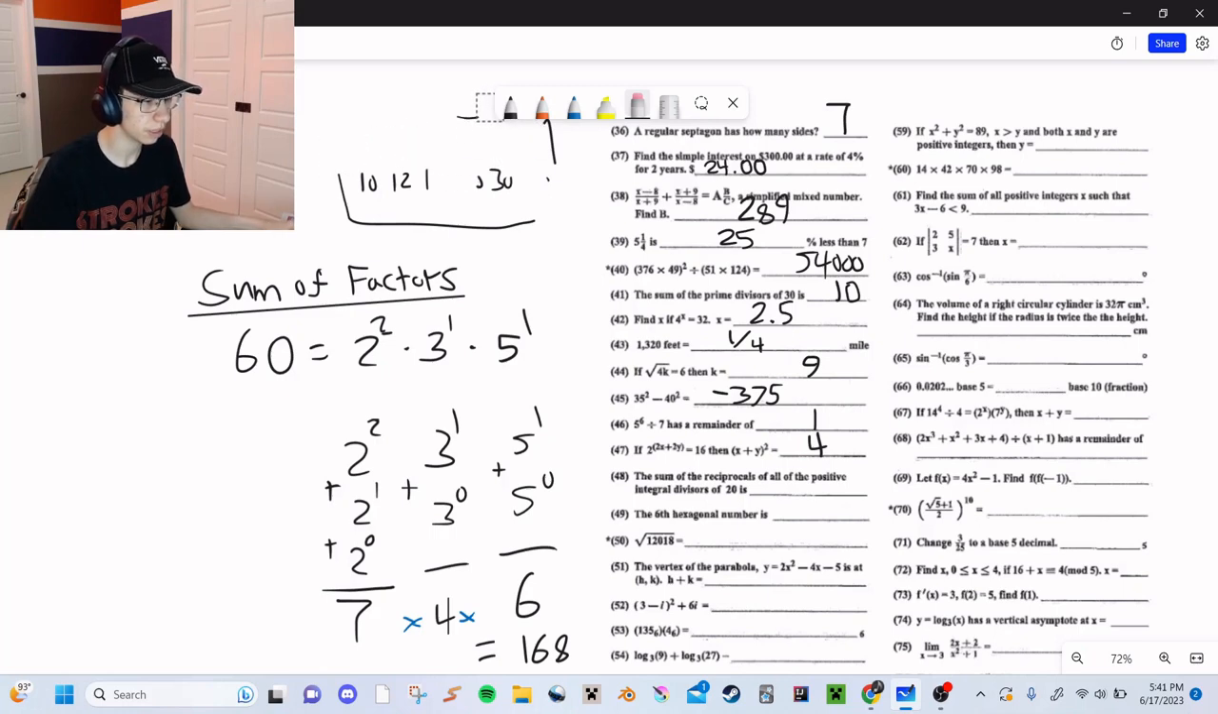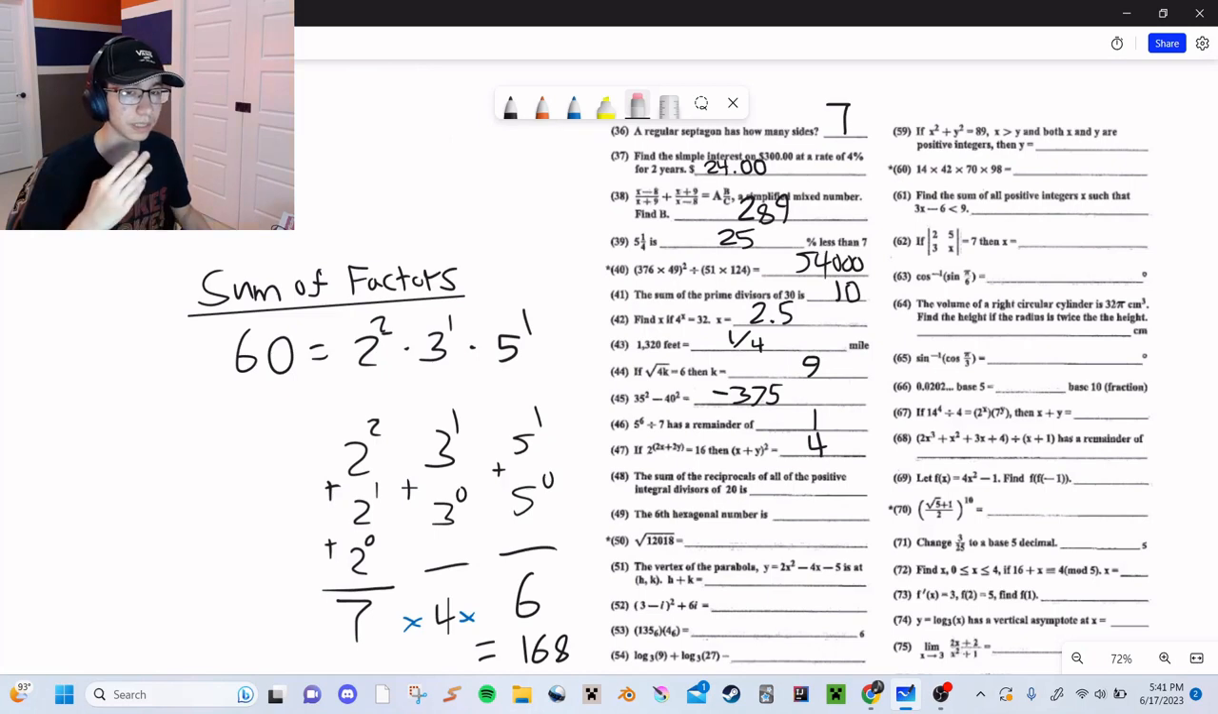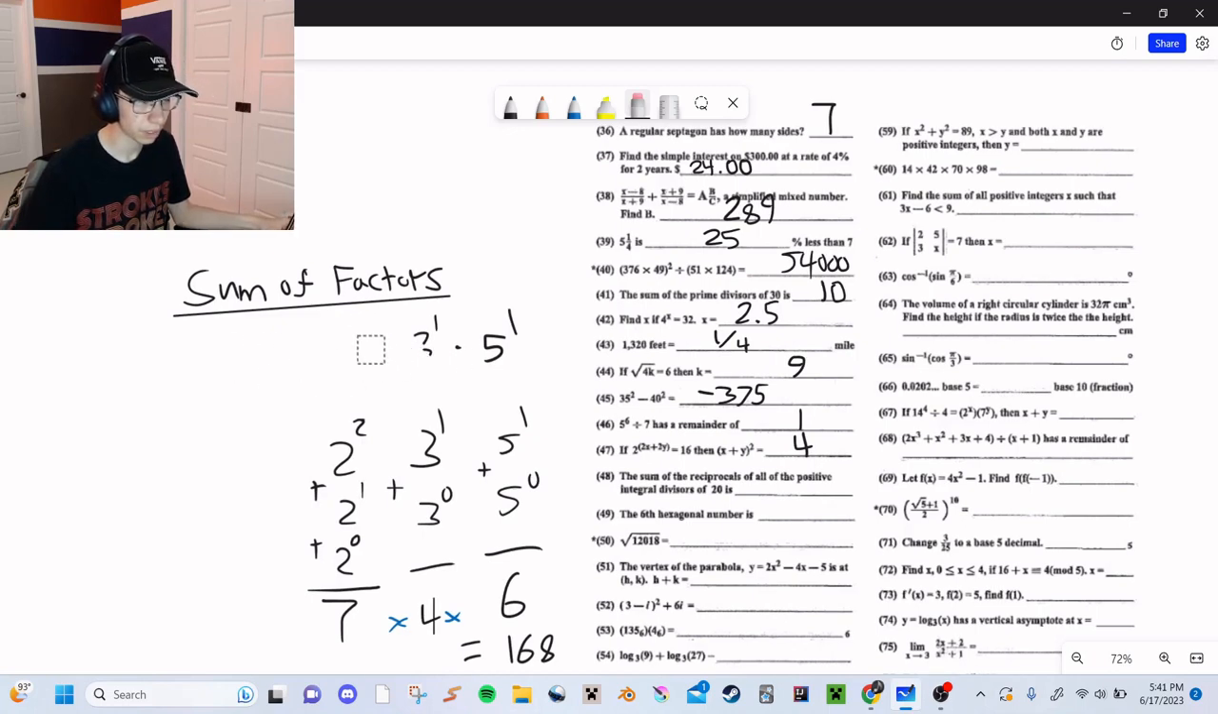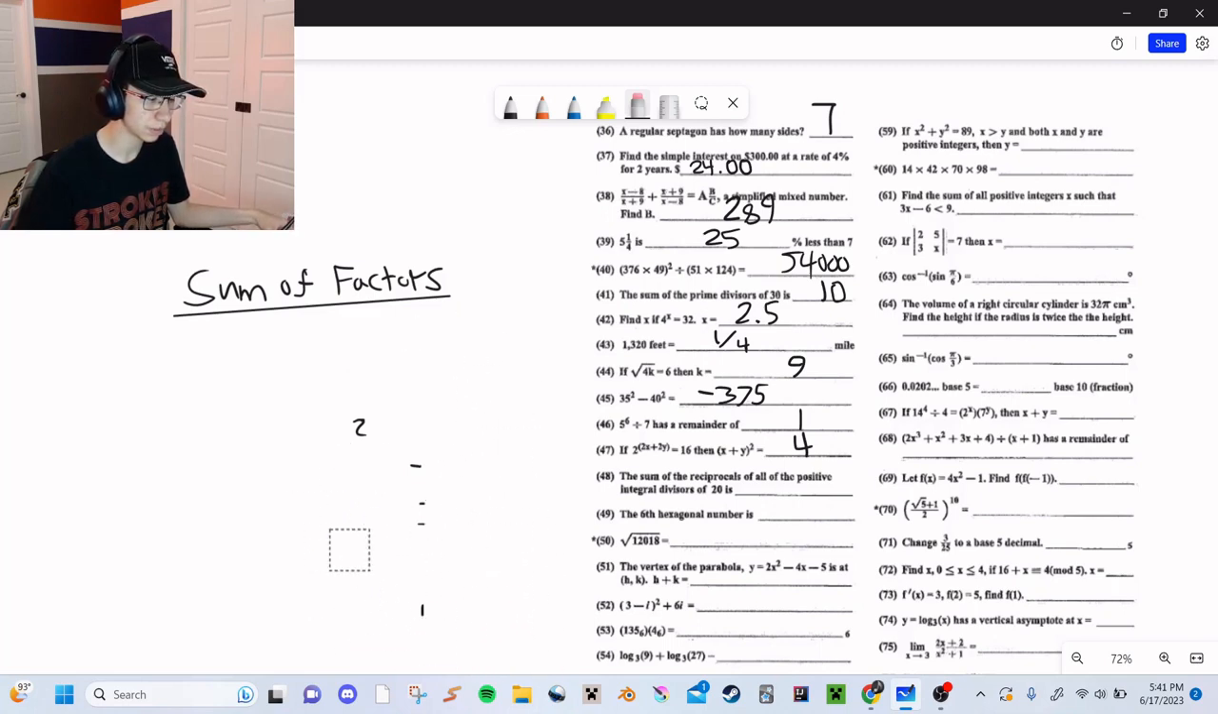And so now you guys know how to get the sums of the factors of any number using prime factorization in this trick where you take each prime factor and add all of their powers going down to 0 and get the product of all those sums. And now let us return to our original question on 48, which was the sum of the reciprocals of all the positive integral divisors of 20.